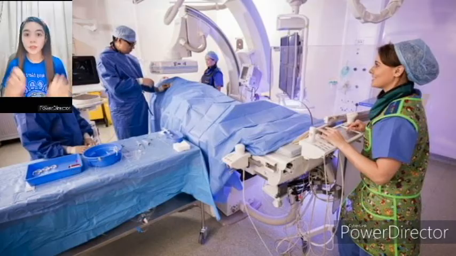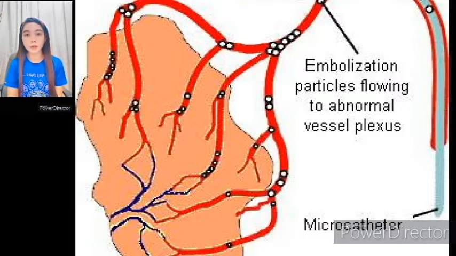Today we will be learning about embolization, specifically our main topic to be discussed, which is uterine artery embolization. But first, we need to know what embolization is. Embolization refers to the passage and lodging of an embolus within the bloodstream.